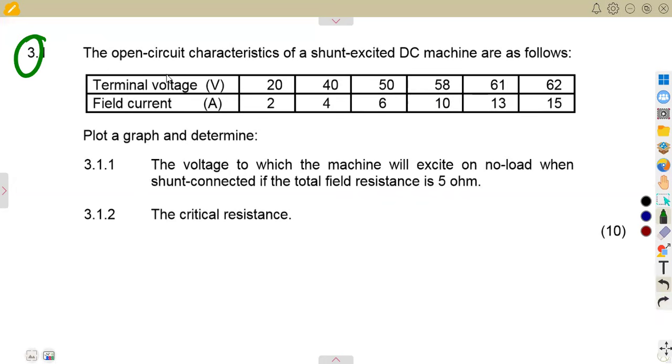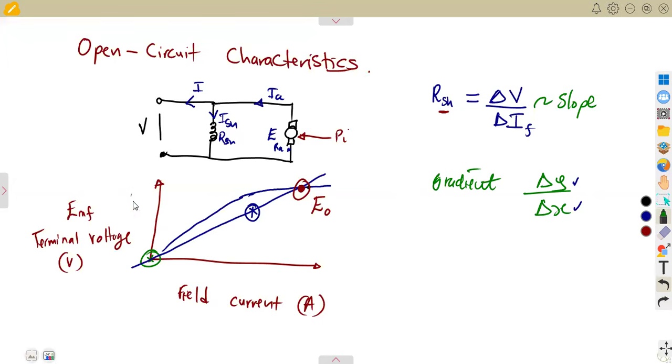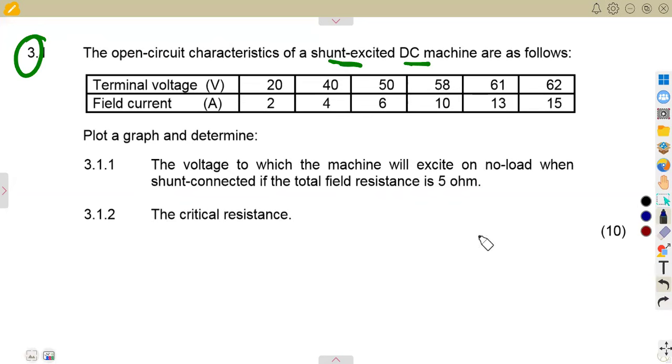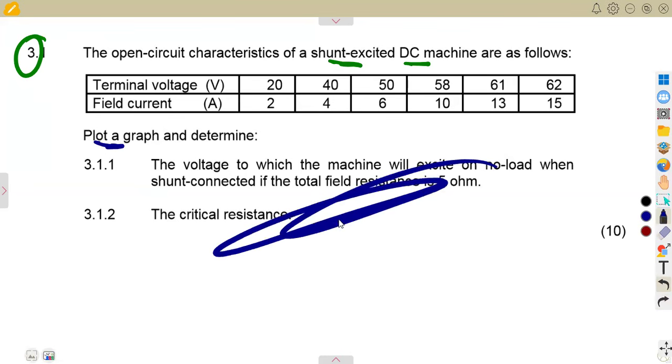All right, the open circuit characteristics of a shunt excited DC machine are as follows: the terminal voltage and the field current. So like I was explaining on the diagram, you take note, this is the part of the terminal voltage and the field current on the x-axis. So you consider that, okay, on your presentation. The question is, from this information, plot a graph and determine. So let's start by plotting the graph before we determine anything.